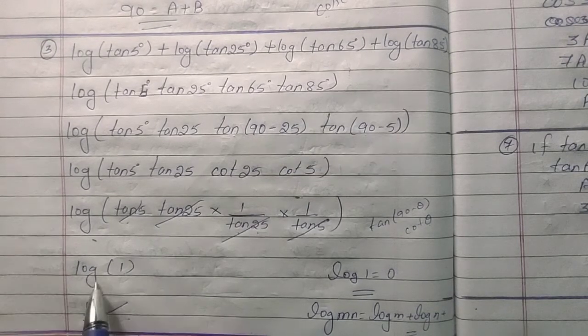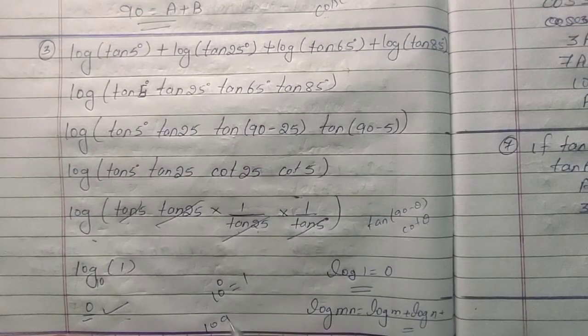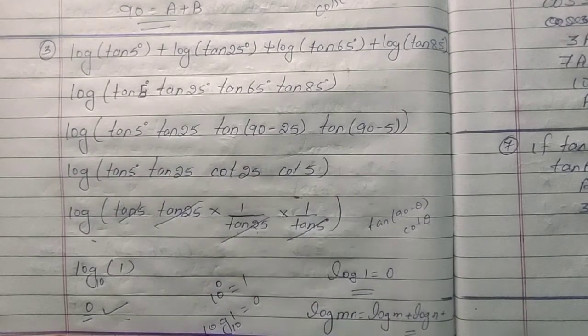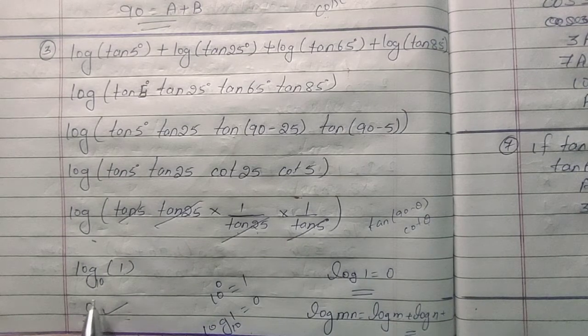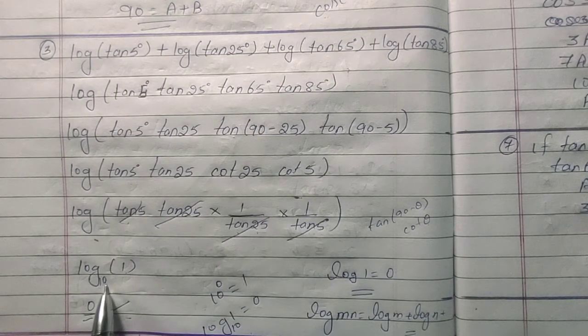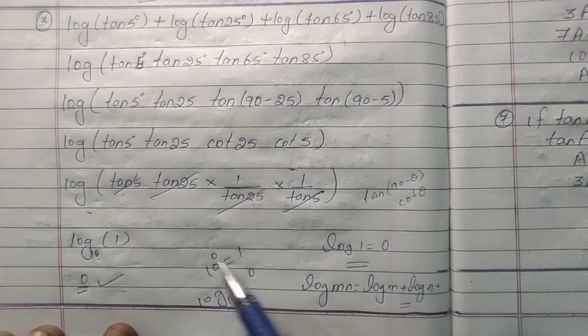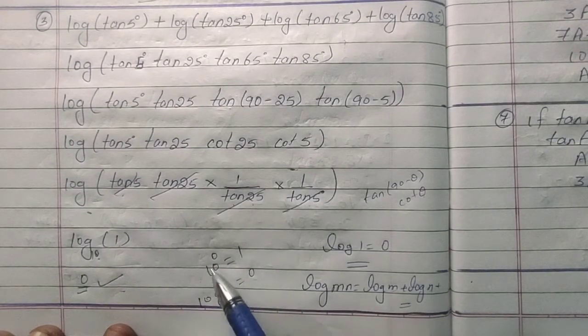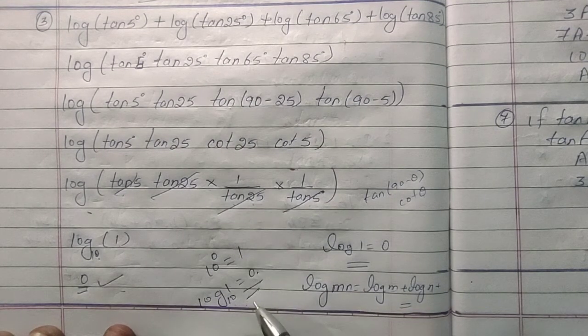So logarithm of 1, the answer is always 0. For logarithm, your base will be 10, because 10 to the power of 0 equals what? 1. This I can write as log 1 base 10 equals 0. Sometimes they may not mention the base. If there is no base, you should assume it as 10. Then the log 1 value is always 0. We learnt this in class 8.